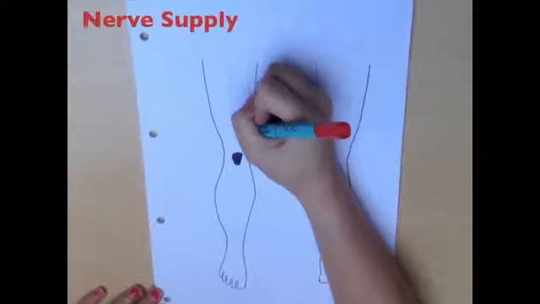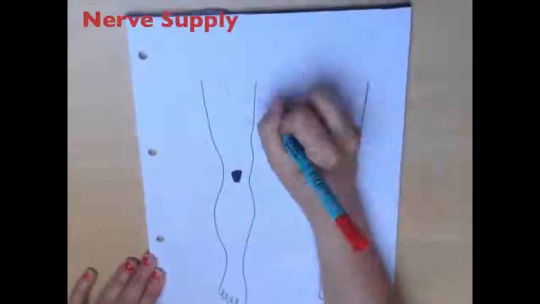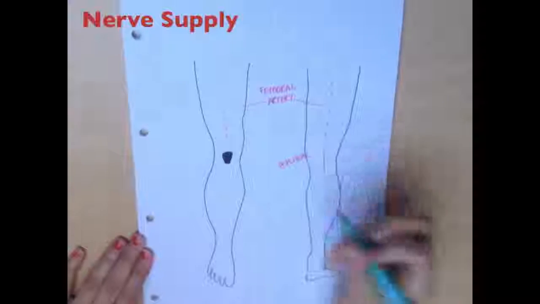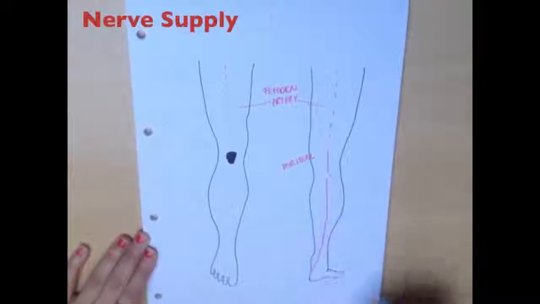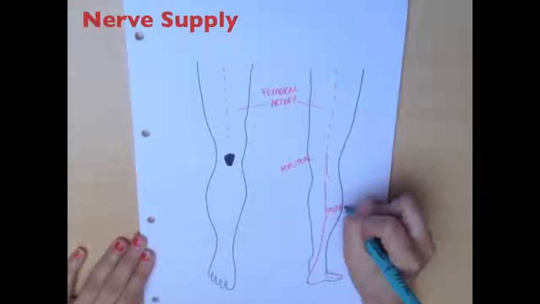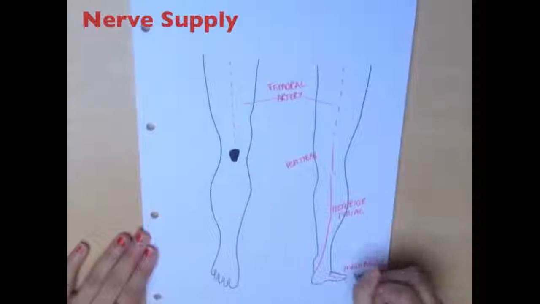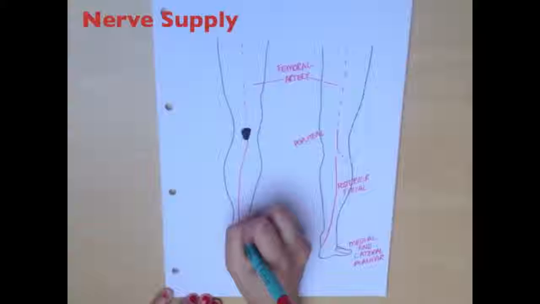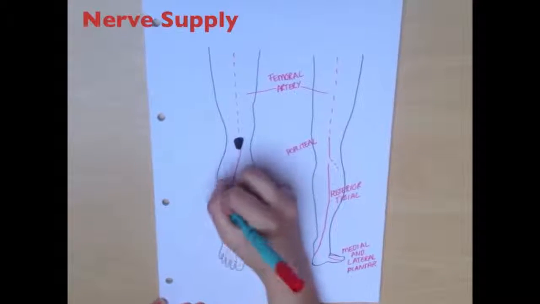The femoral artery runs centrally down the thigh. It then runs posterior to the knee, the popliteal fossa, becoming the popliteal artery. After this, it bifurcates and the posterior tibial artery runs down, eventually becoming the medial and lateral plantar arteries of the foot. The second division of the popliteal artery runs anterior beneath the patella, becoming the anterior tibial artery.